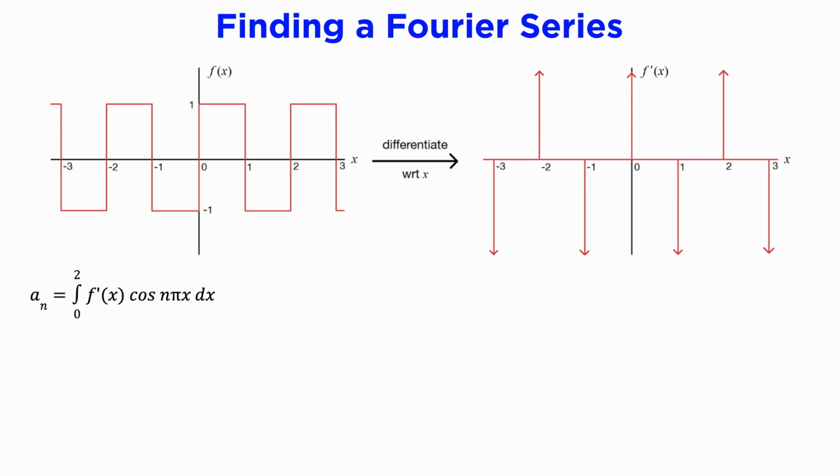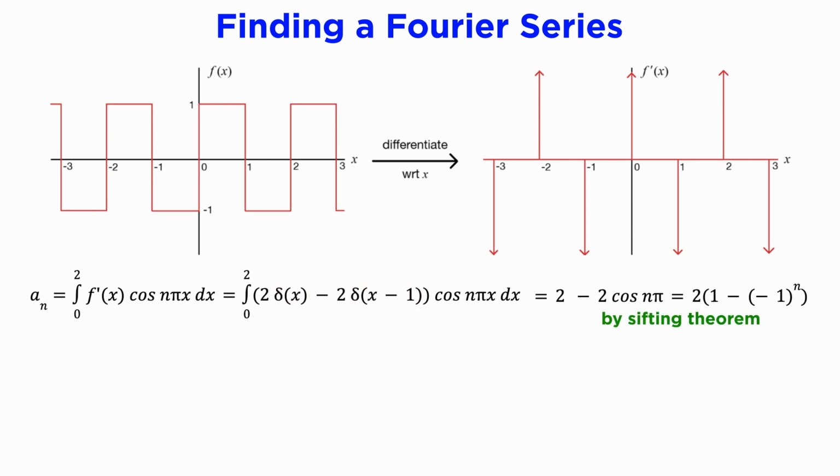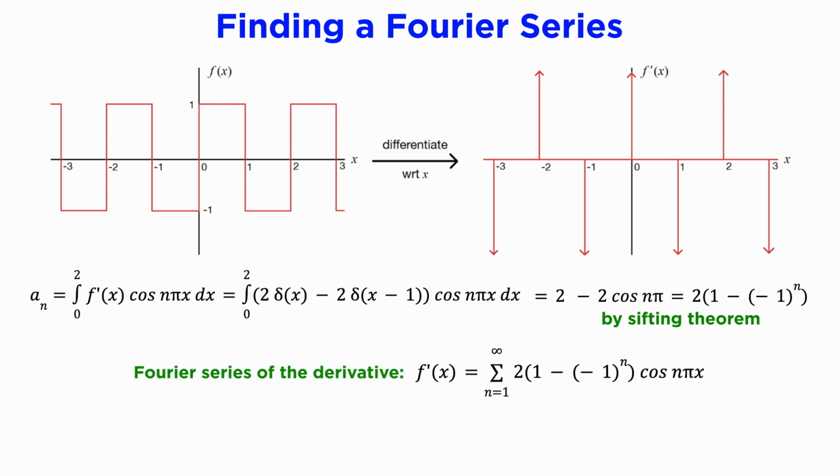The Fourier series of this derivative function will have only cosine terms, so we can write down the expression for a sub n as shown. But notice that since the function f prime of x only contains Dirac delta functions, it is very easy to integrate because we can just apply the sifting theorem by subbing in the values of x where the Dirac delta function spikes, 0 and 1, into the trig function, remembering the scale factor of 2. We therefore get the following as the Fourier series of the derivative of f.